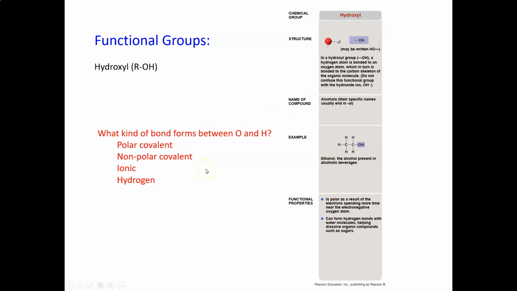I already mentioned this, but we'll look at it again. What kind of bond forms between oxygen and hydrogen? In this case, it'll be a polar covalent bond. Polar covalent bond.